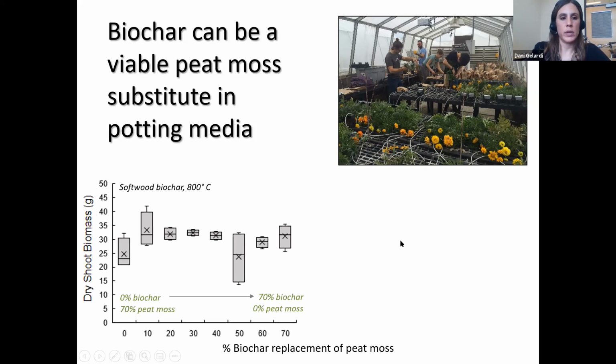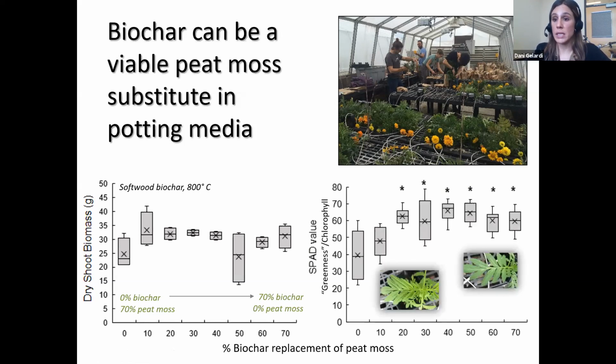So we were looking at whether or not biochar could be used as a replacement for peat moss in potting media. Here on the y-axis, we have the yield of marigold. On the x-axis, we have an increasing rate of biochar replacement, from 0% biochar all the way up to 70% biochar. And really interestingly, what we found is that there was no effect on yield from entirely replacing peat moss. So this could be pretty significant for the nursery industry if we can stop mining peat moss and instead use what's effectively a waste product. It could really improve the carbon footprint of that industry.